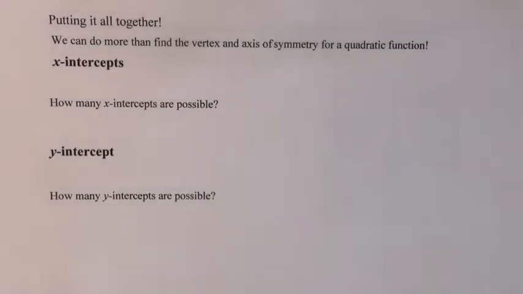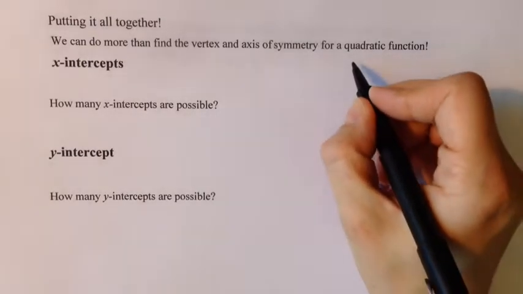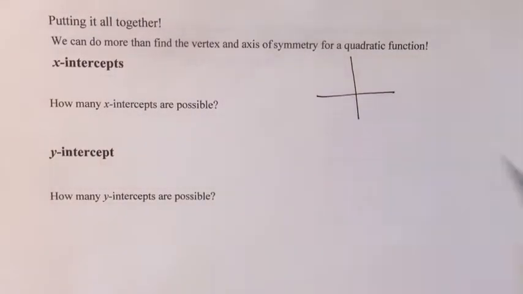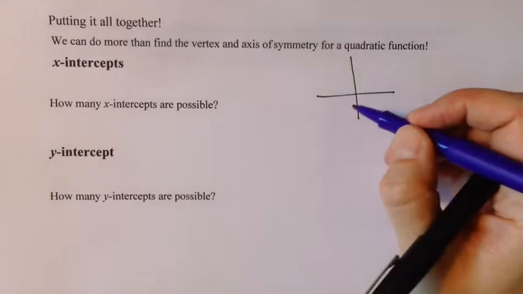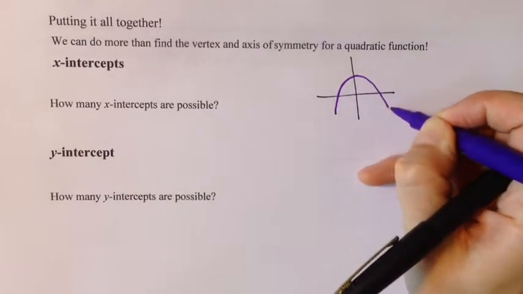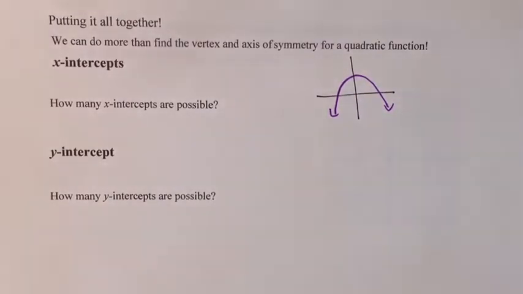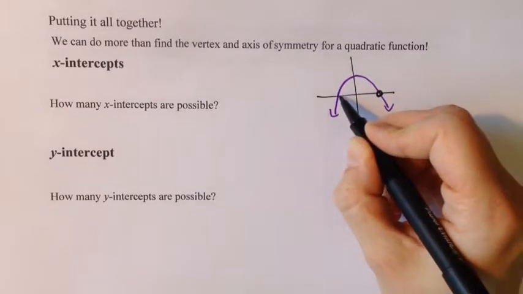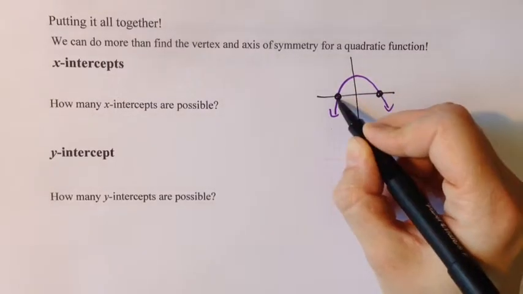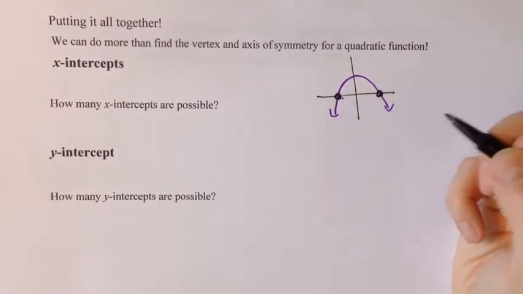Finally, we can do more than find the vertex and the axis of symmetry for a quadratic function. We can find the x-intercepts and the y-intercepts. I want you to think about the process of finding the x-intercepts from an equation. Over here on a graph, if I have some parabola and it crosses the x-axis somewhere, the x-intercepts are the values of those x-coordinates.